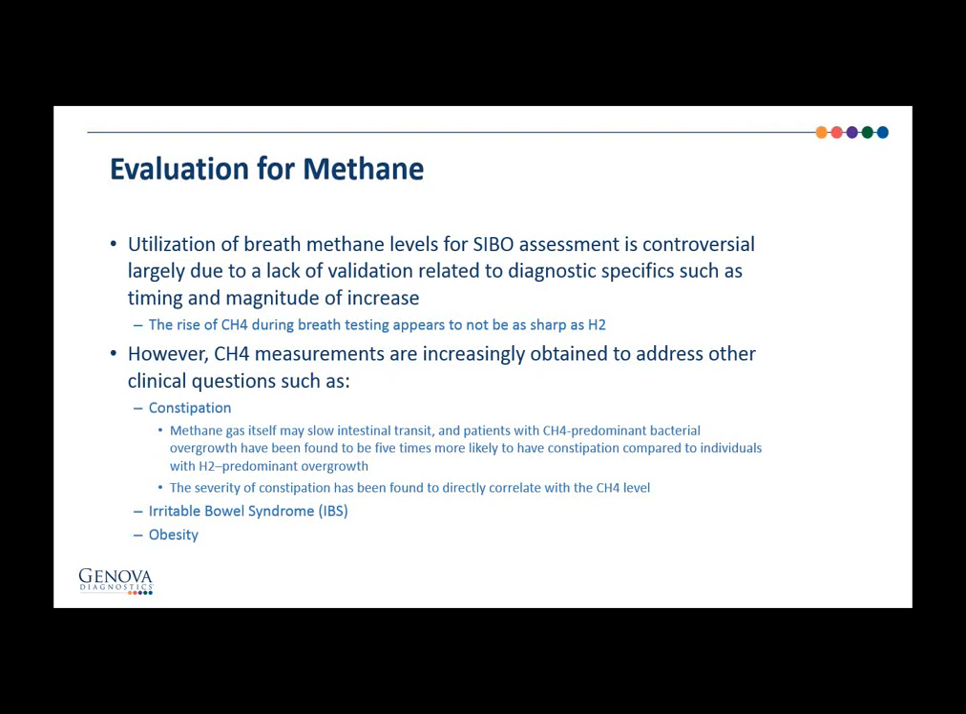The rise of methane during breath testing appears to not be as sharp as hydrogen, but clinicians and researchers are still looking at methane measurements to address other clinical conditions like constipation and irritable bowel syndrome and obesity. With constipation, methane gas itself may slow intestinal transit, and patients with methane predominant SIBO have been found to be 5 times more likely to have constipation compared to individuals with hydrogen predominant overgrowth. And the severity of constipation has been found to directly correlate with the methane level.